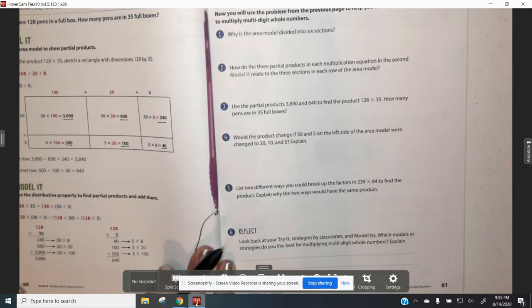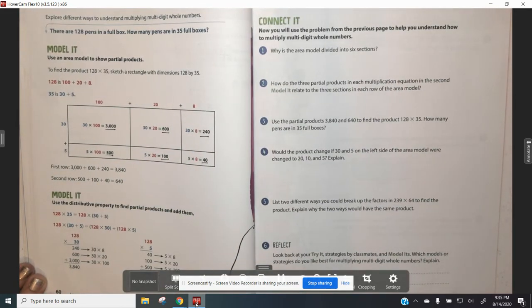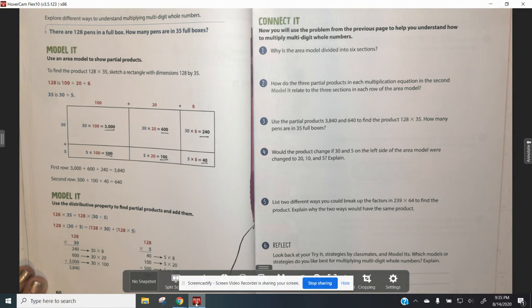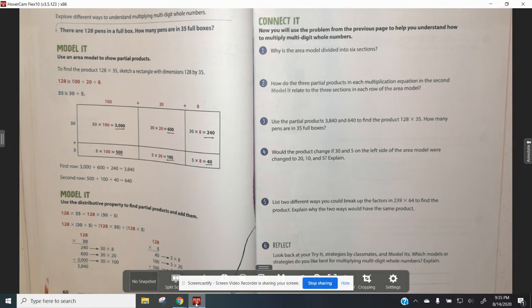All right, let's go ahead and answer some questions that have to do with the modelets. Number 1 says, why is the area model divided into 6 sections? So go ahead and pause the video right now and write down why you think the area model is divided into 6 sections.